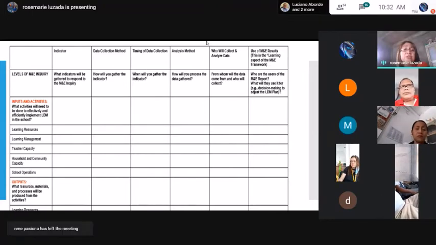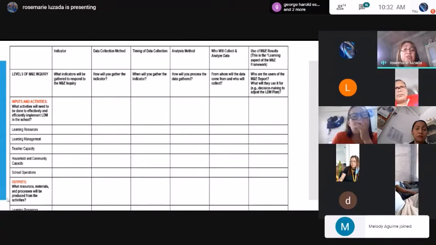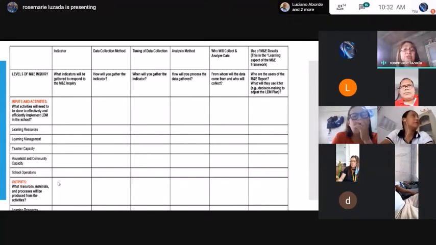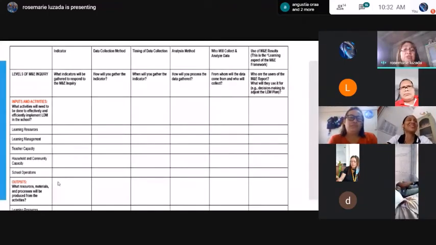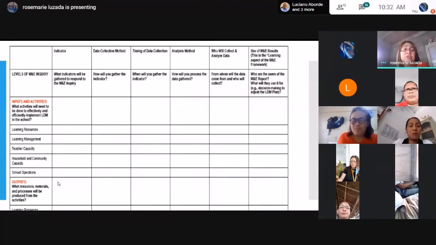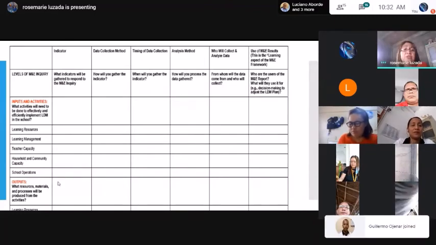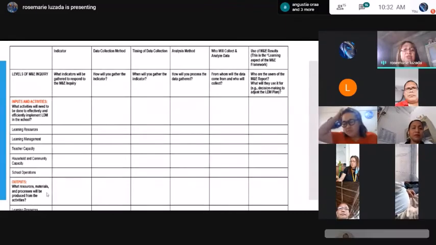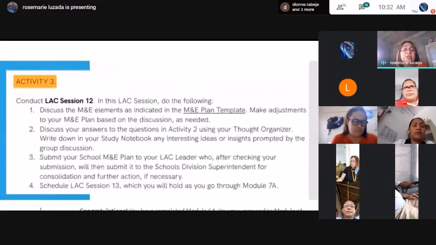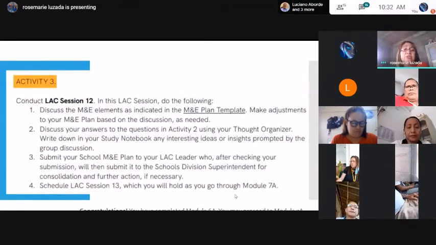Then this time, we're going to check what resources, materials, and processes will be produced from the activities. After we have, for example, done distributing the modules, what do we expect from those modules? We have distributed them to the students. The teachers will, of course, expect that the modules have been answered and that students have learned the lesson through the self-learning modules given to them.